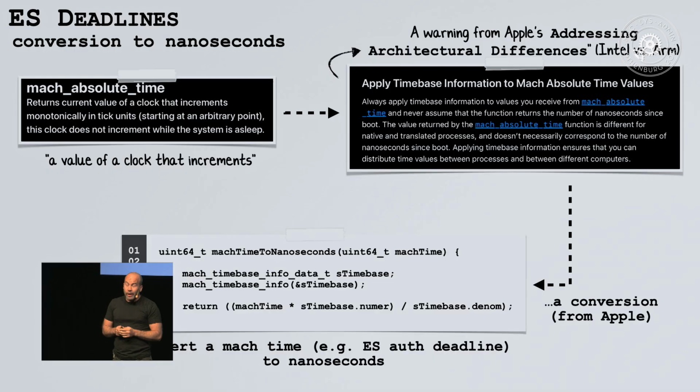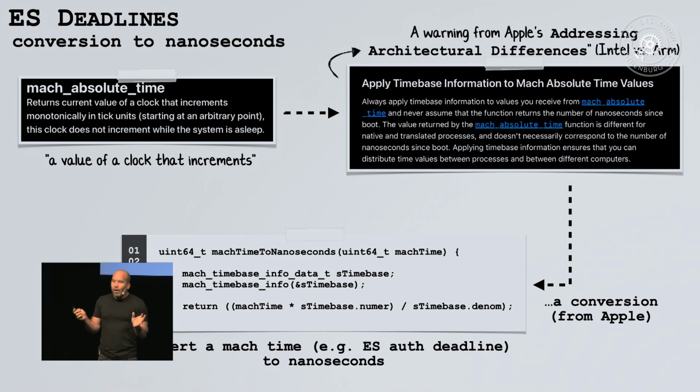If you read Apple's Addressing Architectural Differences document, which I highly recommend. No, it's super boring. This was released when Apple was transitioning from Intel to Apple Silicon, and they basically said, developers, you can just recompile your software, and we will compile it into ARM64. It will run perfectly, except for one or two nuances. And one of those nuances is converting from mock time to nanoseconds.